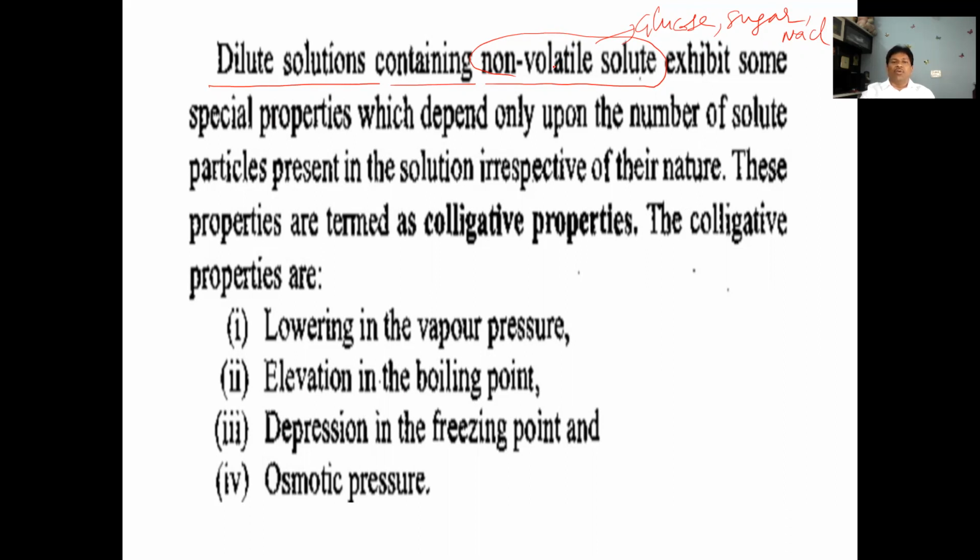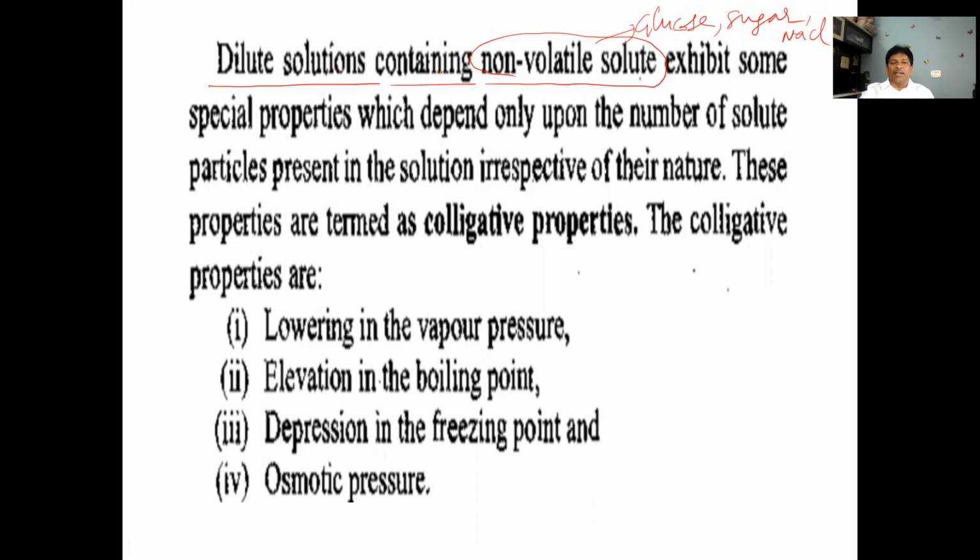So it is called what now? Non-volatile solute. If you pour some water drops on the surface of a table, will the water evaporate on its own or not? It will evaporate, absorbing heat energy from the surroundings. The water evaporates. So water is what now here? A volatile component. Water is a volatile component, and glucose particles are non-volatile solute particles. Okay.